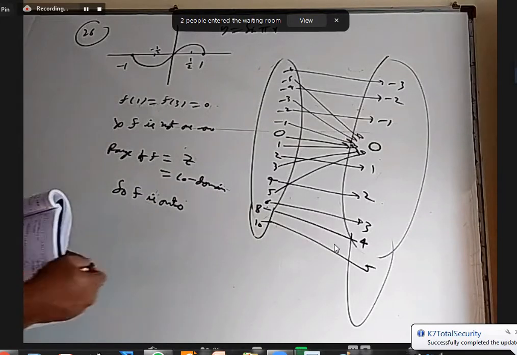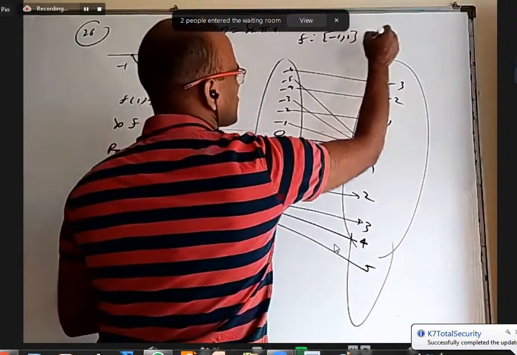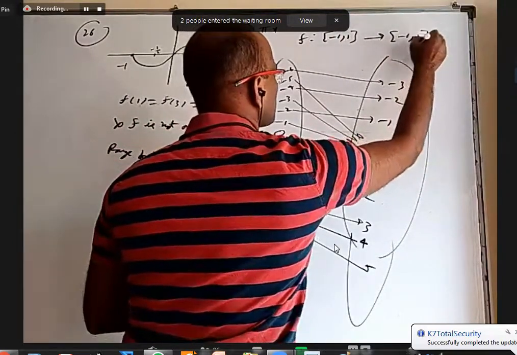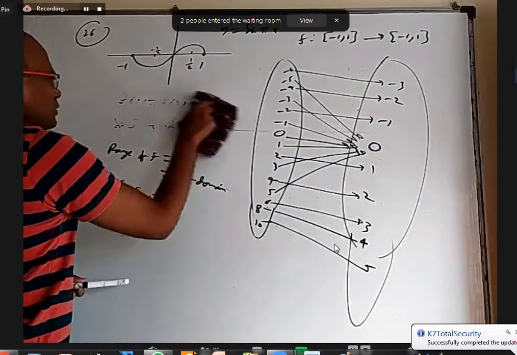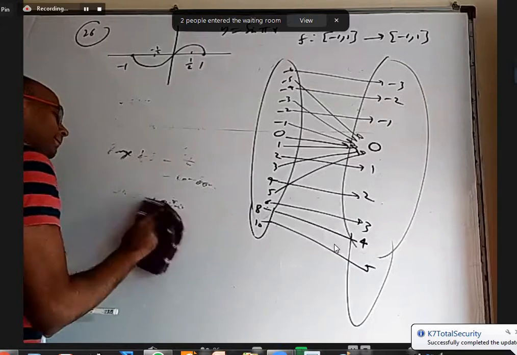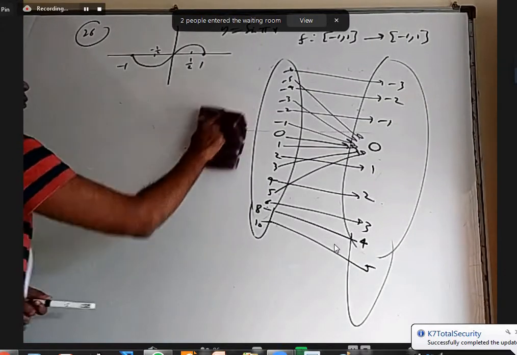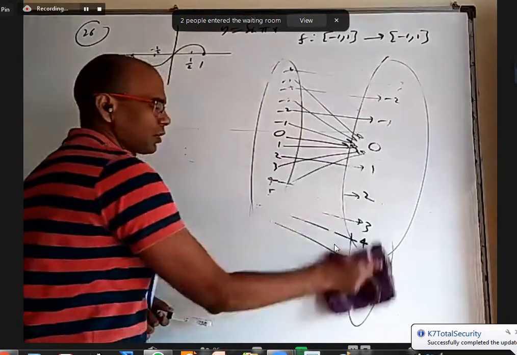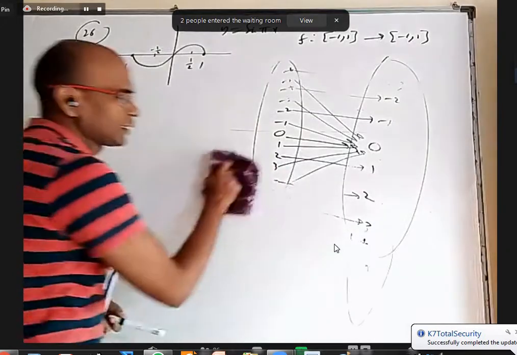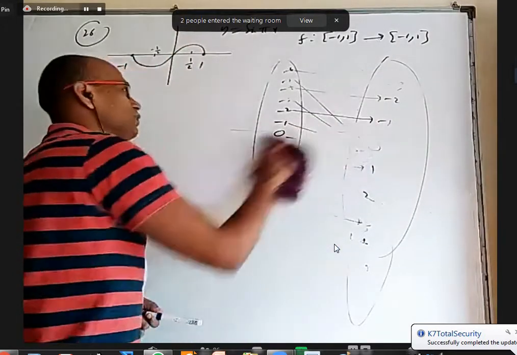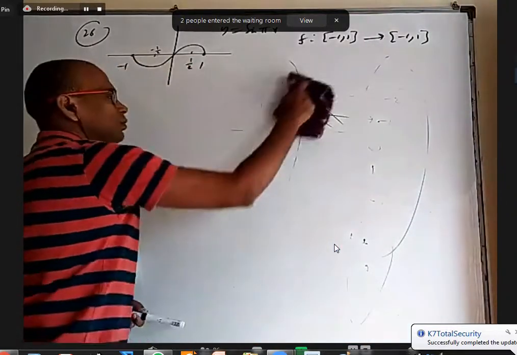Okay, so they said f on the closed interval minus 1 to 1 is the domain, and the codomain is also that. Is it one-one function? No, sir. How will you explain that? Horizontal line test. When you draw a horizontal line, most of them are meeting at 2 points. Means for 2 different x values, I have the same y value. So it is not one-one.